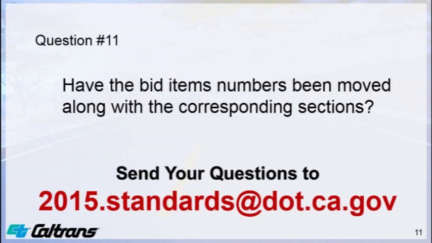Question number 11. Have the bid item numbers been moved along with the corresponding sections? At this time, the bid item codes are the same as the 2010s. Until we no longer have to support the 2010s, the bid item codes will not be changed. So the bid item codes won't match the sections. I anticipate that'll probably be within the next 6 months or so. But yes, the goal is that they will have matching section numbers.